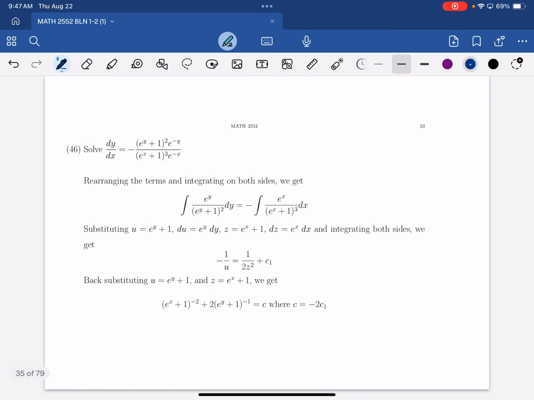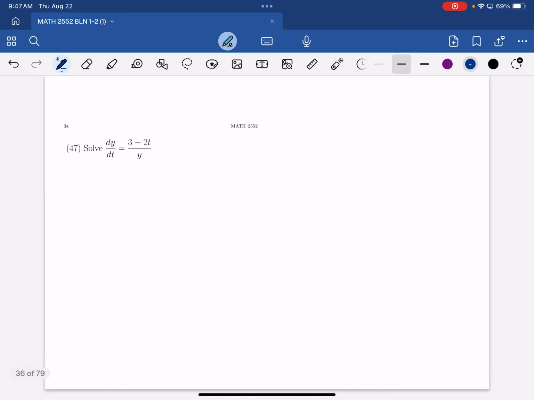So this is one problem which I've given in the past on a quiz or a test, so I just typed it out. If you want to, in your free time, maybe on a Friday evening, you can look at it and feel happy about it. Now let's look at this problem: dy/dt equals (3 minus 2t) over y.